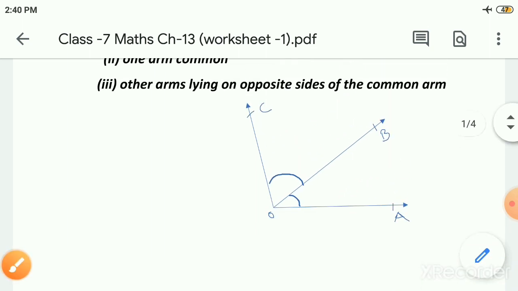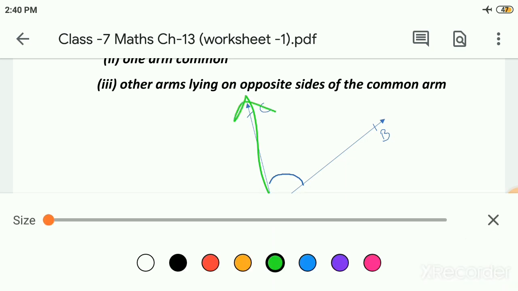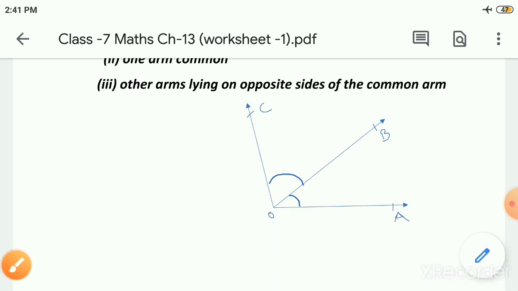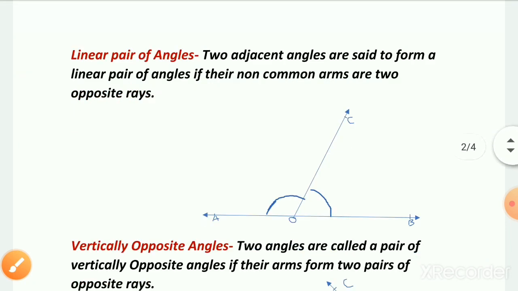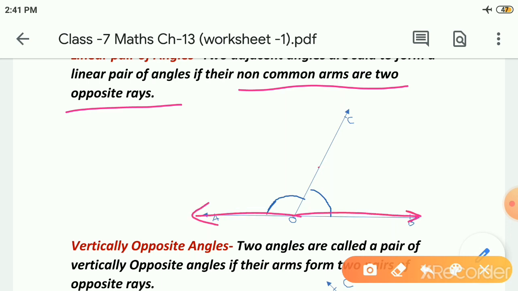Like here you can see the opposite rays are not forming a line, they are forming an angle. But if in this question the opposite rays will be like this, then it becomes a linear pair. Please note the difference. So a linear pair is when the non-common arms of two adjacent angles form opposite rays. One should be on the right, one should be on the left. So these two angles form a linear pair.